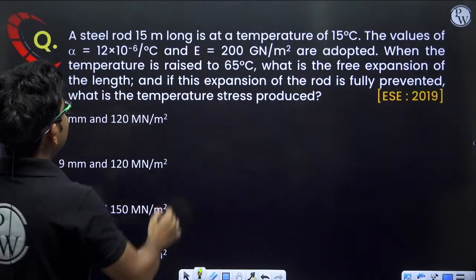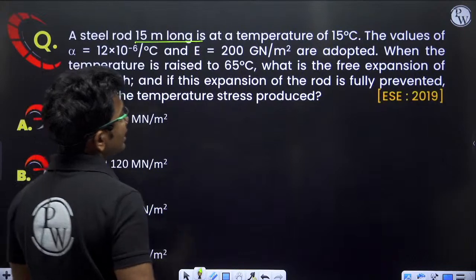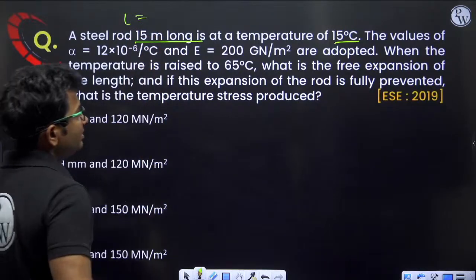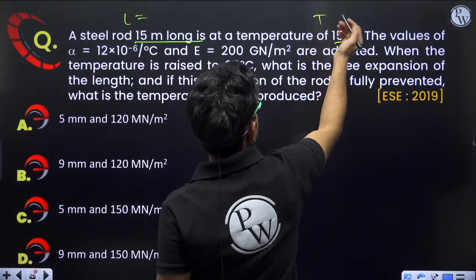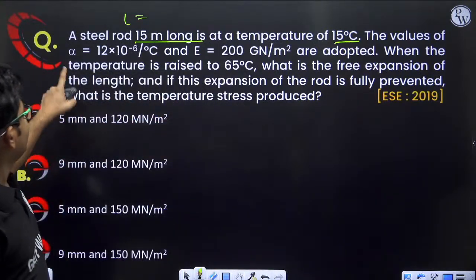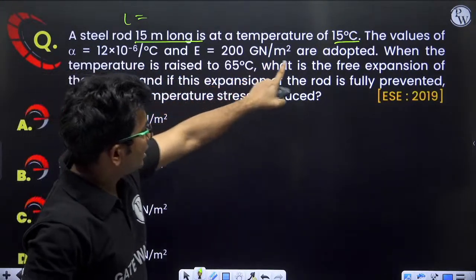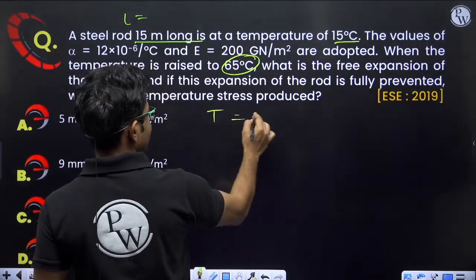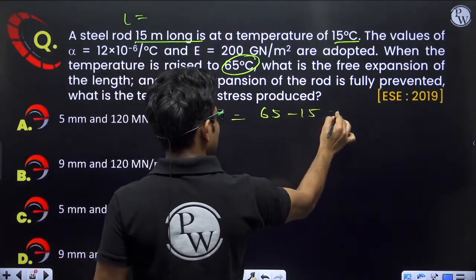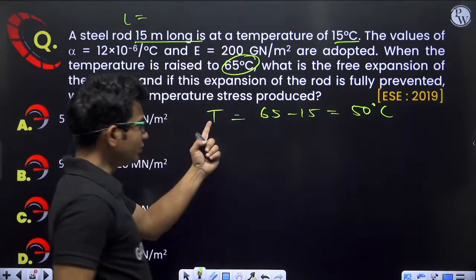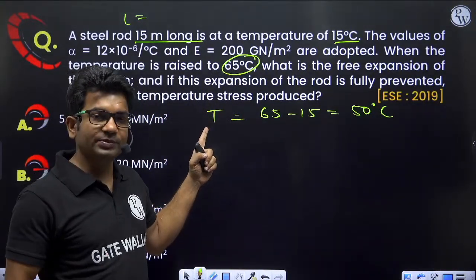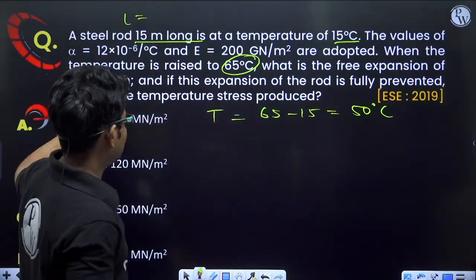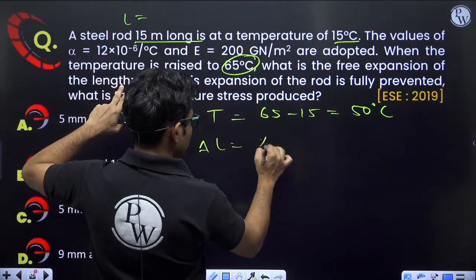A steel rod 15 meter long is at a temperature of 15 degrees Celsius. The length of the steel rod is given as 15 meter, and the initial temperature is 15 degrees Celsius. The values of alpha and E are adopted. The temperature is raised to 65 degrees Celsius. So what is the change in temperature? Change in temperature is 65 minus 15, 50 degrees Celsius. You can represent it by delta T or by T also. What is the free expansion of the length? Free expansion delta L is equal to L alpha T.